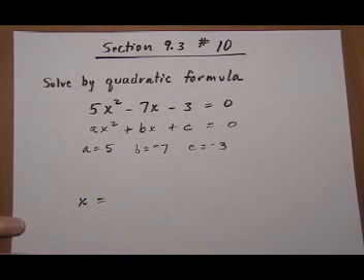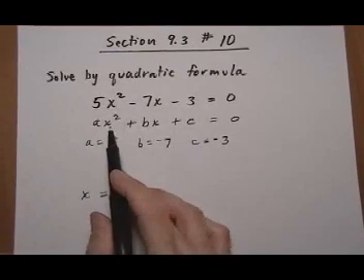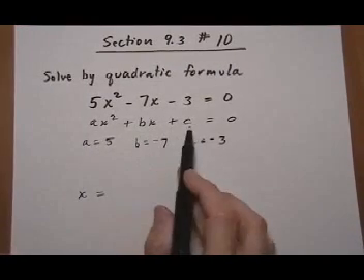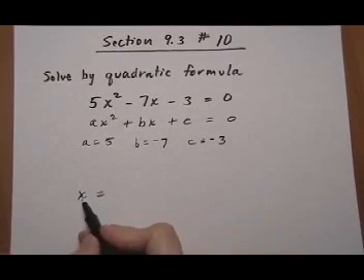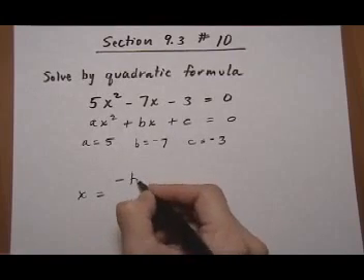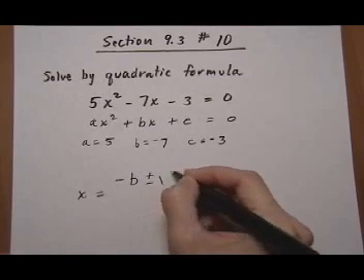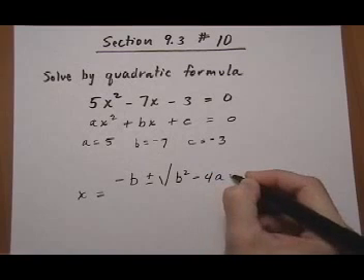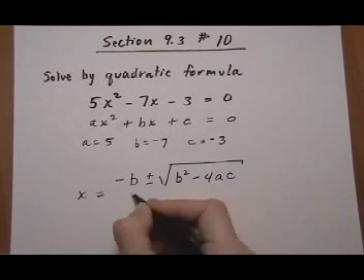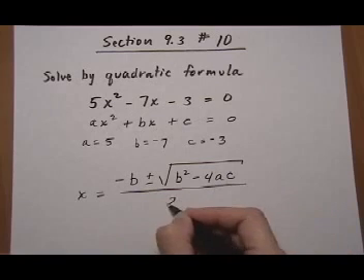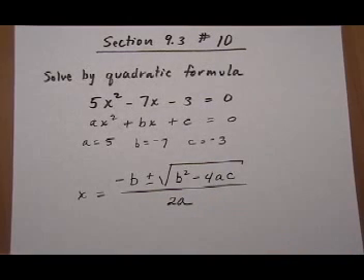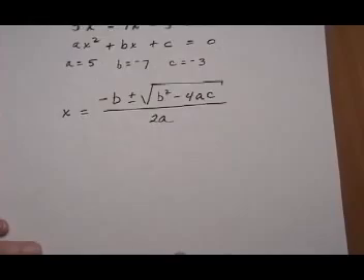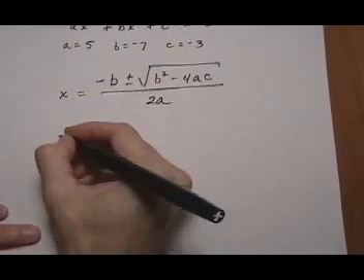The quadratic formula tells us that as long as we start with an equation the same as ax squared plus bx plus c equals 0, then x will equal the opposite of b plus or minus the square root of b squared, take away 4 times a times c, everything over 2a. So we're going to feed the a, b, and c into there. So let's go ahead and do it.